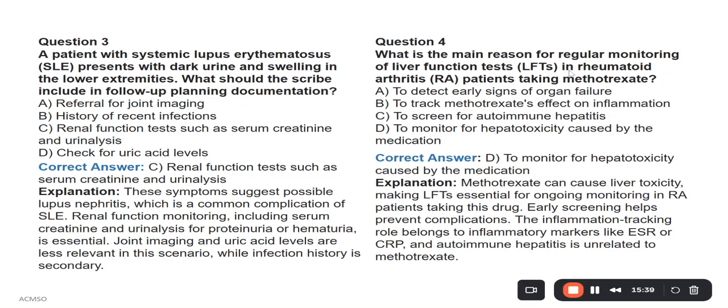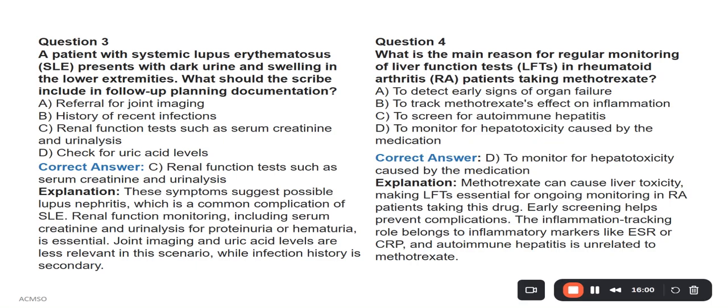The inflammation tracking role belongs to inflammatory markers like ESR or CRP, and autoimmune hepatitis is unrelated to methotrexate. Same as a patient on adalimumab, screening such patients for TB and hepatitis.